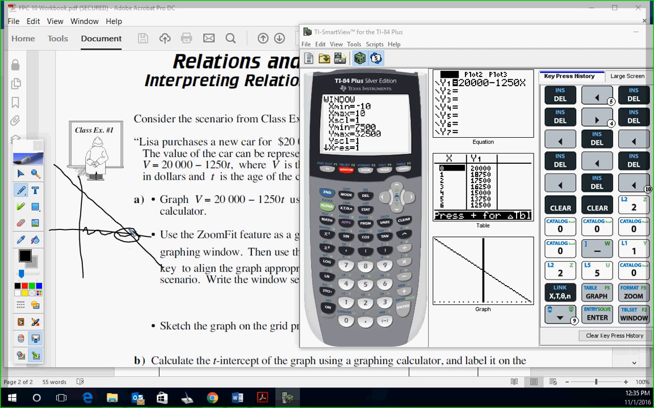Yes, it's the x-intercept, but for this problem in terms of the car, when it's worth nothing. Good. So this is when it's worth nothing. So I do kind of want to see that.